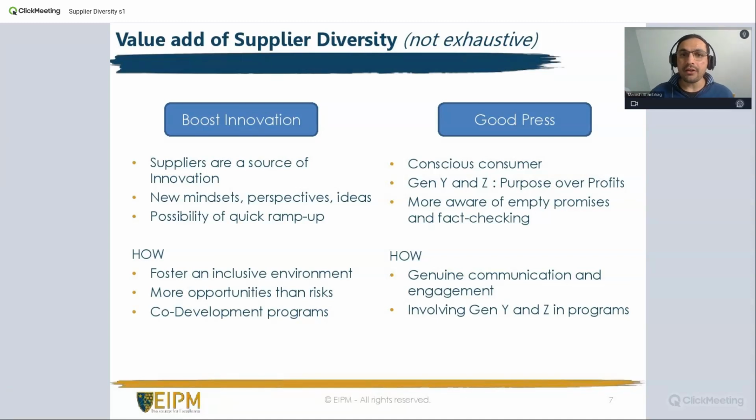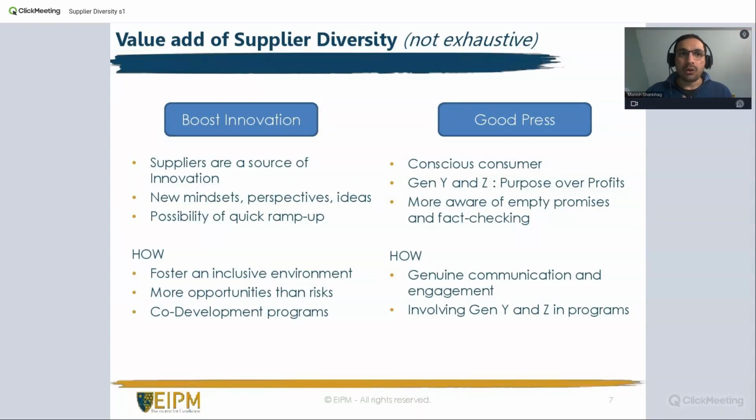They're also more aware of empty promises. We talk about greenwashing. We talk about many organizations which are doing this just for the sake of doing it and checking the box, as I said. But these conscious consumers are fact checking, and they're more aware of empty promises. So you don't want to get into the bad books of the consumer, right?